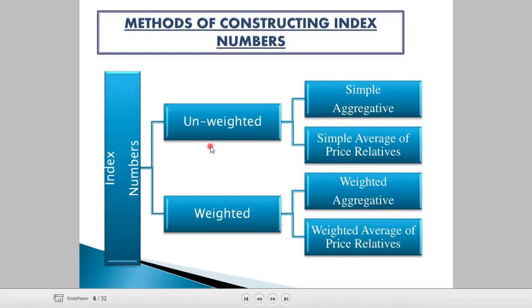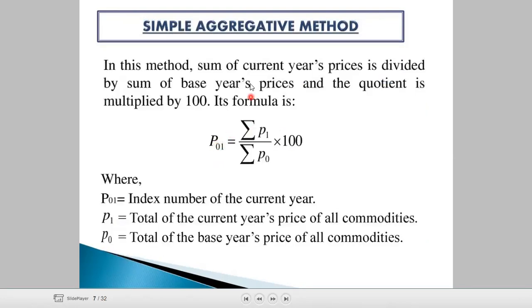In today's class, we will be mostly focusing on the unweighted method, the simple aggregative method. Now, this is the simple aggregative method. In this, the sum of current year's price is divided by the sum of base year price and the quotient is multiplied by 100. So this is the formula on your screen.